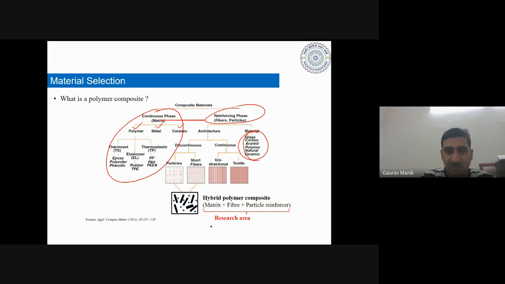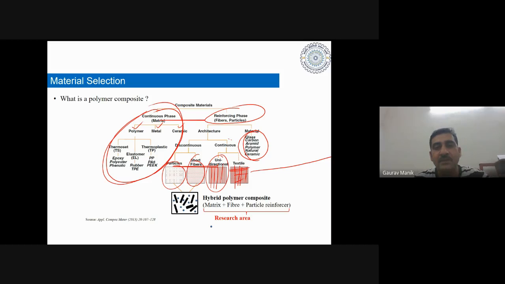Now, these could be short fibers or particles, spherical particles of fibers. These could be continuous, which means long fibers. They could be uniaxial long fibers, or these could be in the form of textile. So these are two parts of a general polymer composite material: a continuous phase of a polymer and a discontinuous phase, which is primarily called a reinforcing phase.